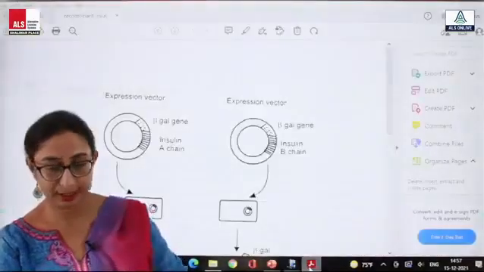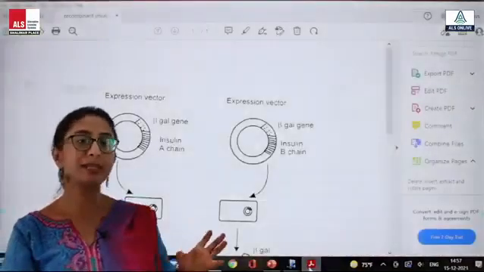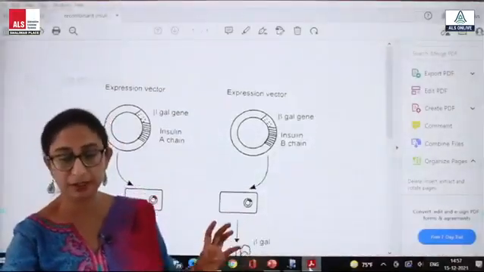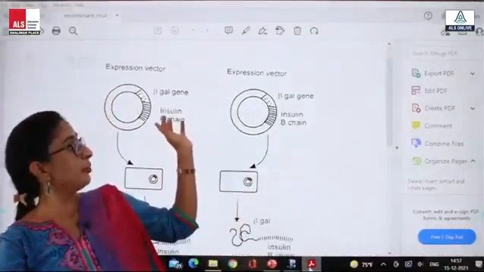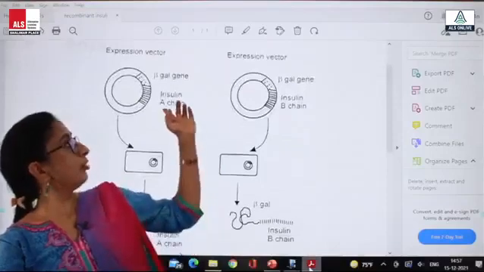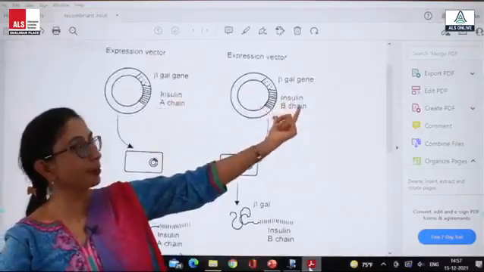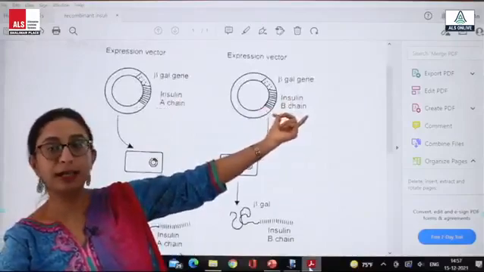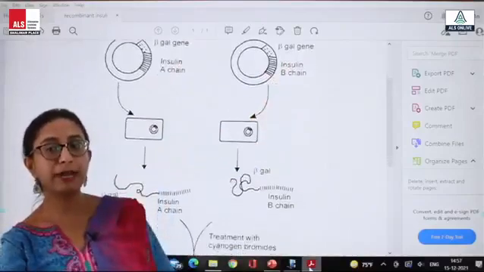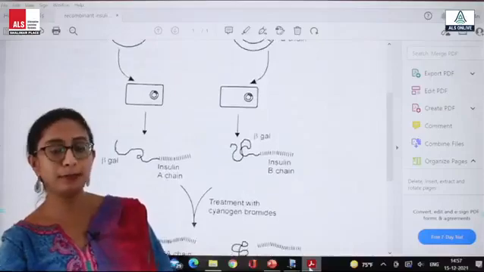This is what you can see. We have two chains in insulin, A chain and B chain. Insulin A chain we produce separately. We take out the gene which is responsible for producing A chain. We take the gene which is responsible for producing B chain of the insulin and we put them into the bacterial cell using plasmids.